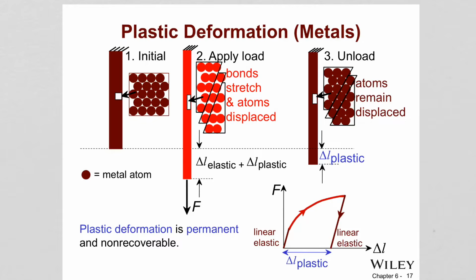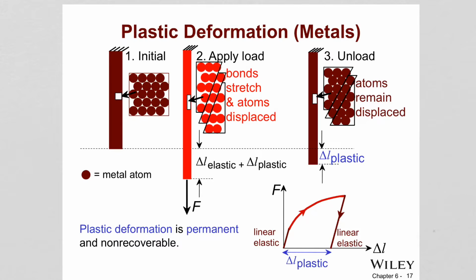Okay, so we learned about elastic deformation, now plastic deformation. Plastic deformation is permanent. Initially the atoms are in place like number 1, and when we apply the load, first it is elastically deformed, then there is a permanent change: atomic layers slide over each other, and this is the plastic part of the deformation.